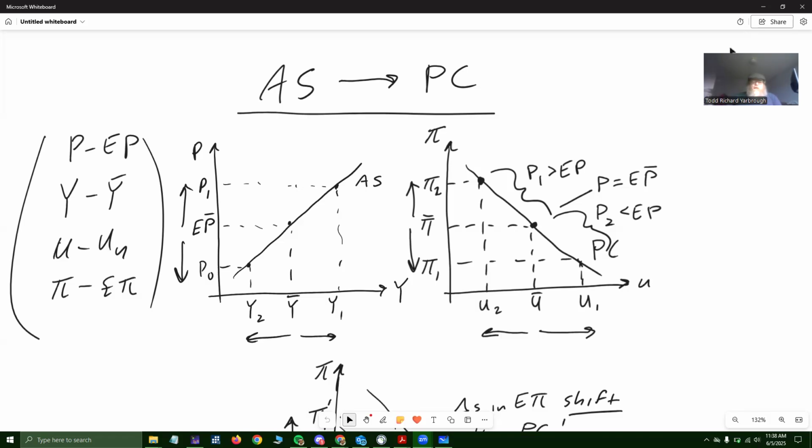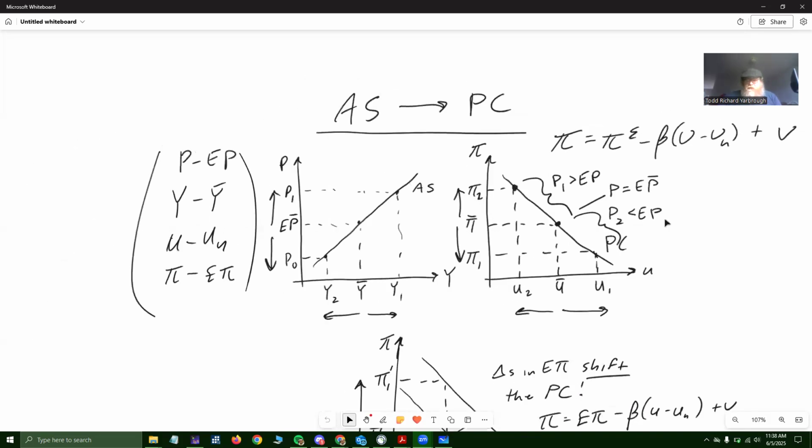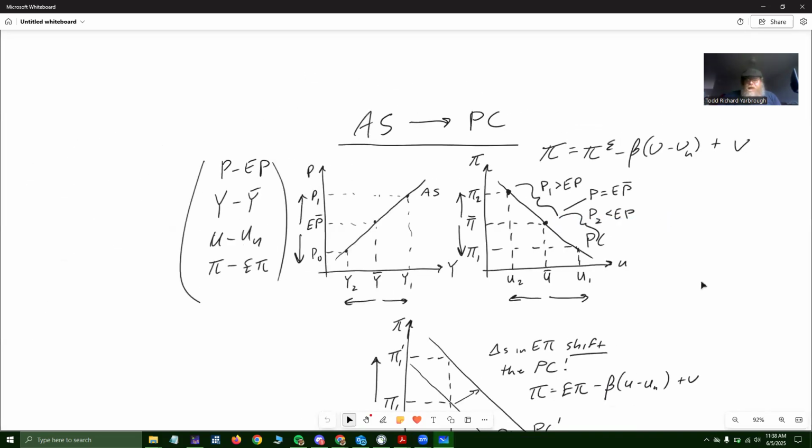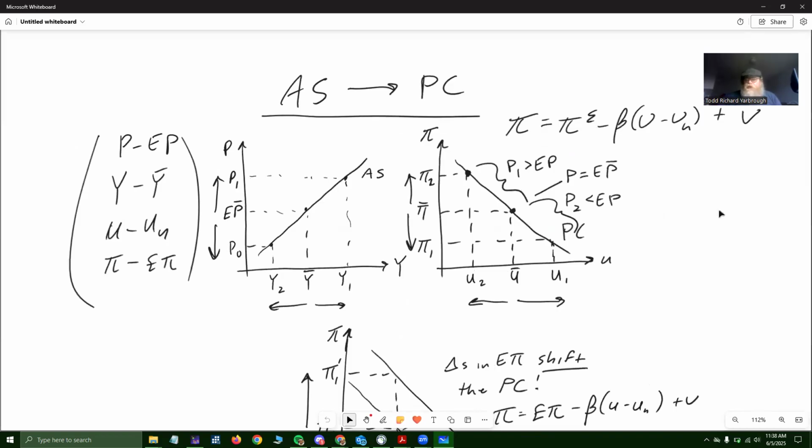In the context of the Phillips curve, we have a pretty simple way of thinking about this. The basic augmented Phillips curve just says that inflation is equal to expected inflation minus a beta parameter times the unemployment gap, and then we have the supply shock factor V.